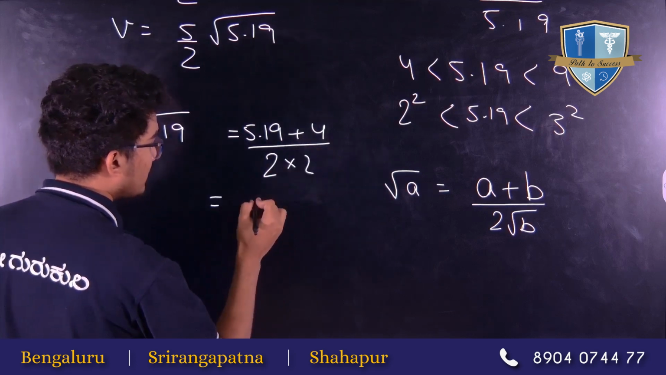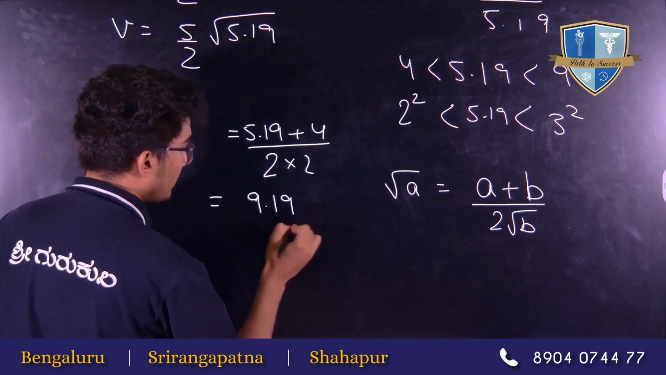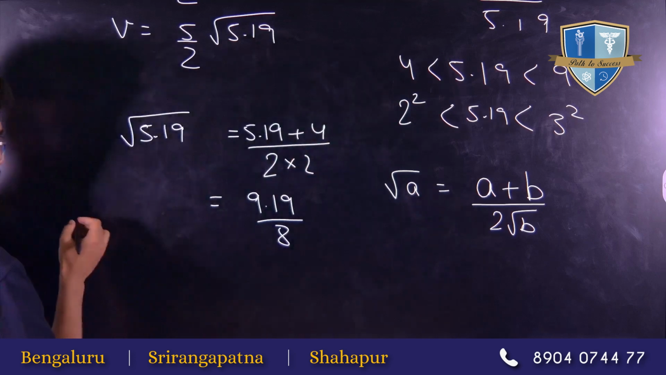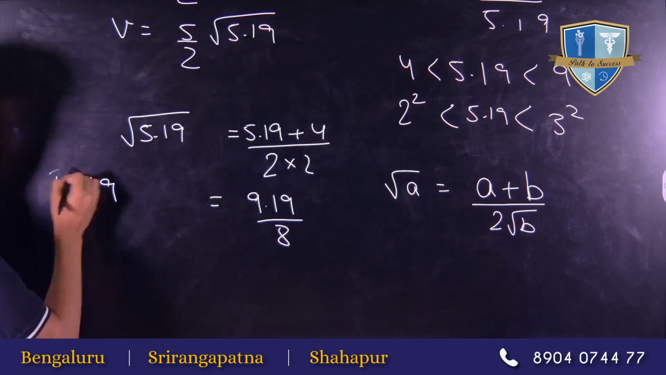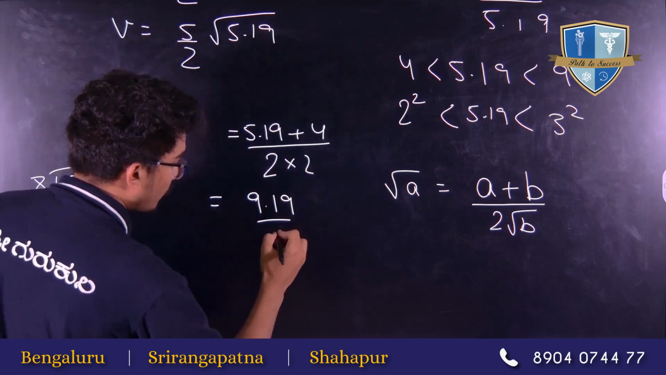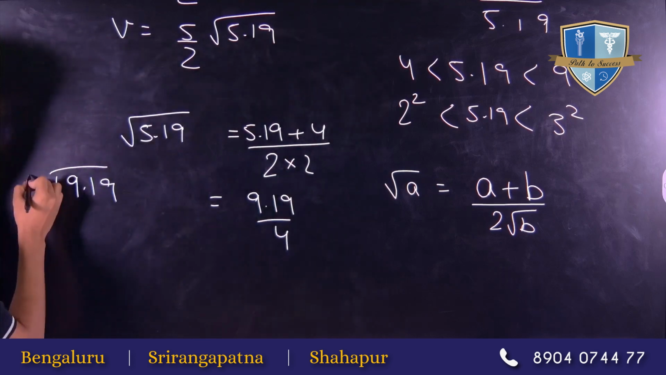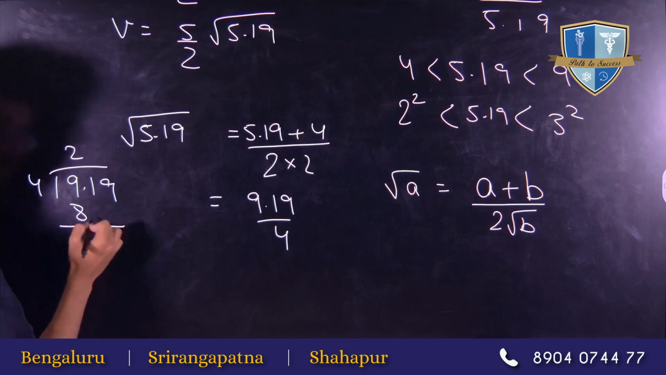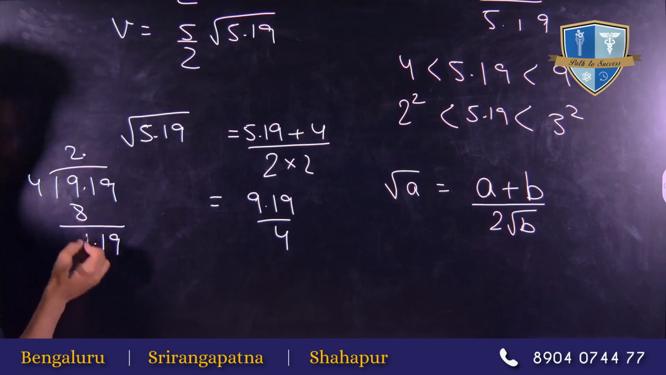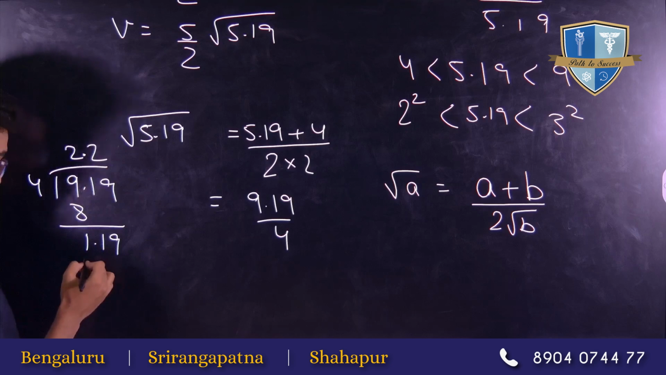So after adding this, it will become 9.19 divided by 8. So let's divide 9.19 by 8. Not 8 divided by 4. Sorry, it is 2 to the 4. Correct. So divided by 4. So 4 to the 8. 1.19. We'll get a point here. So 4 to the 8 again.